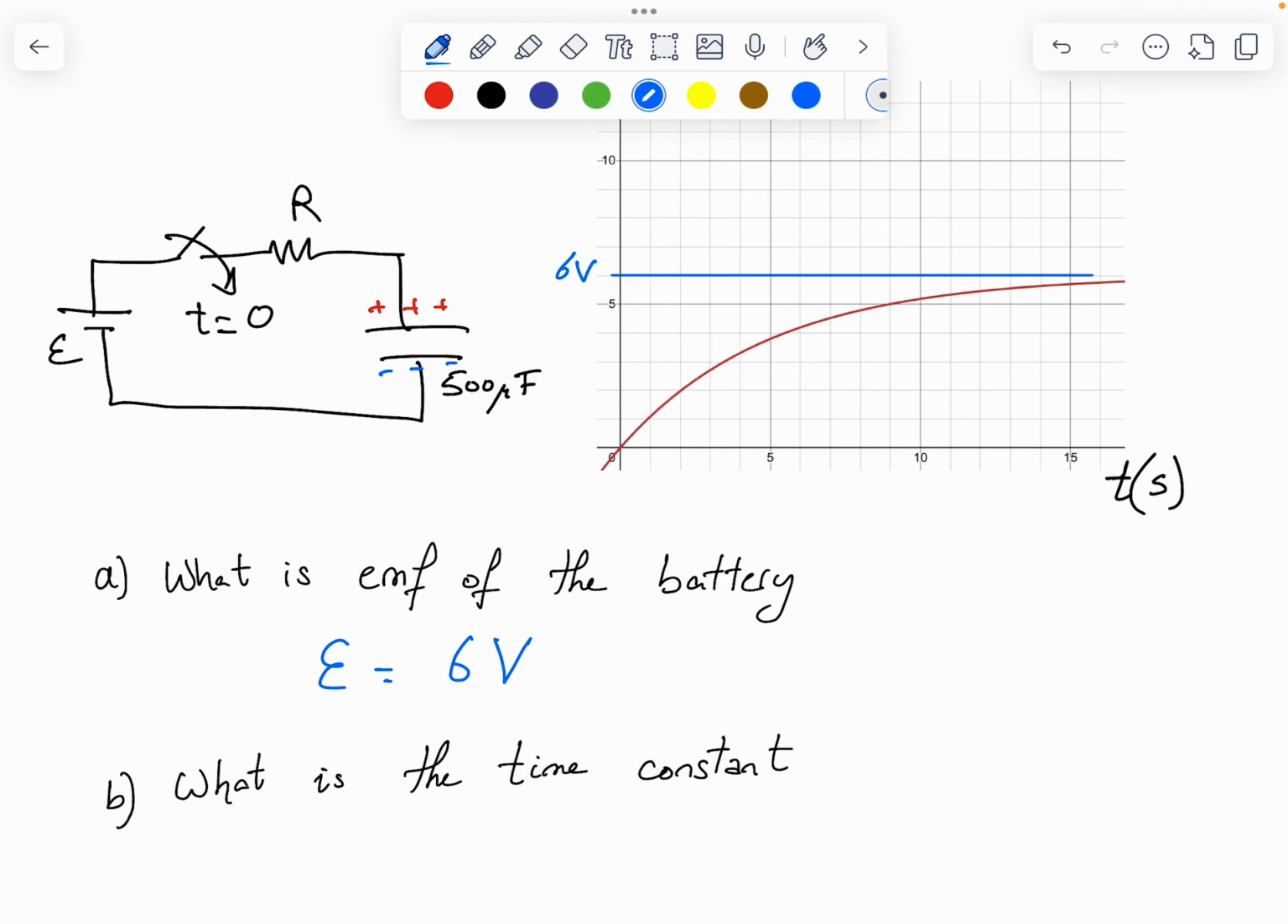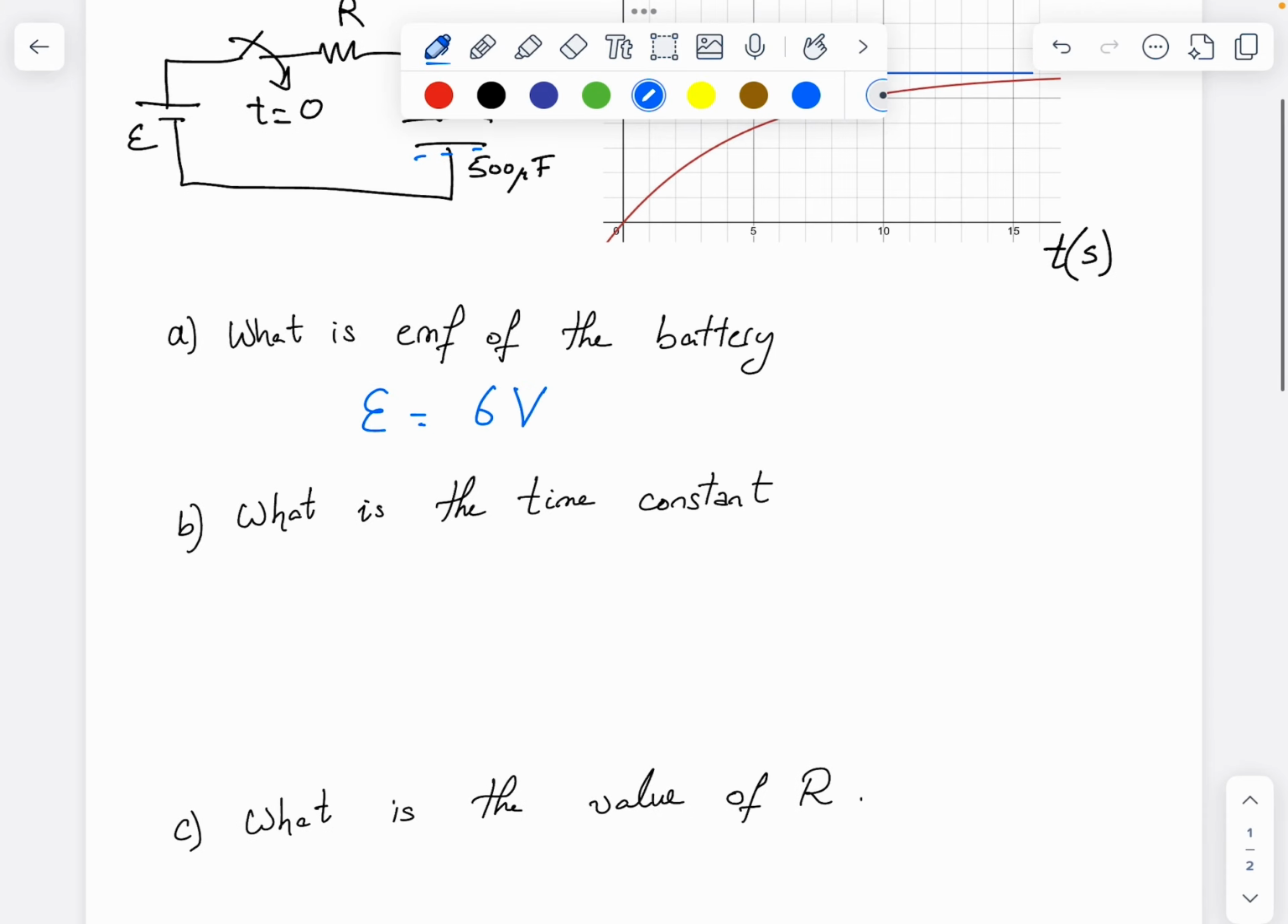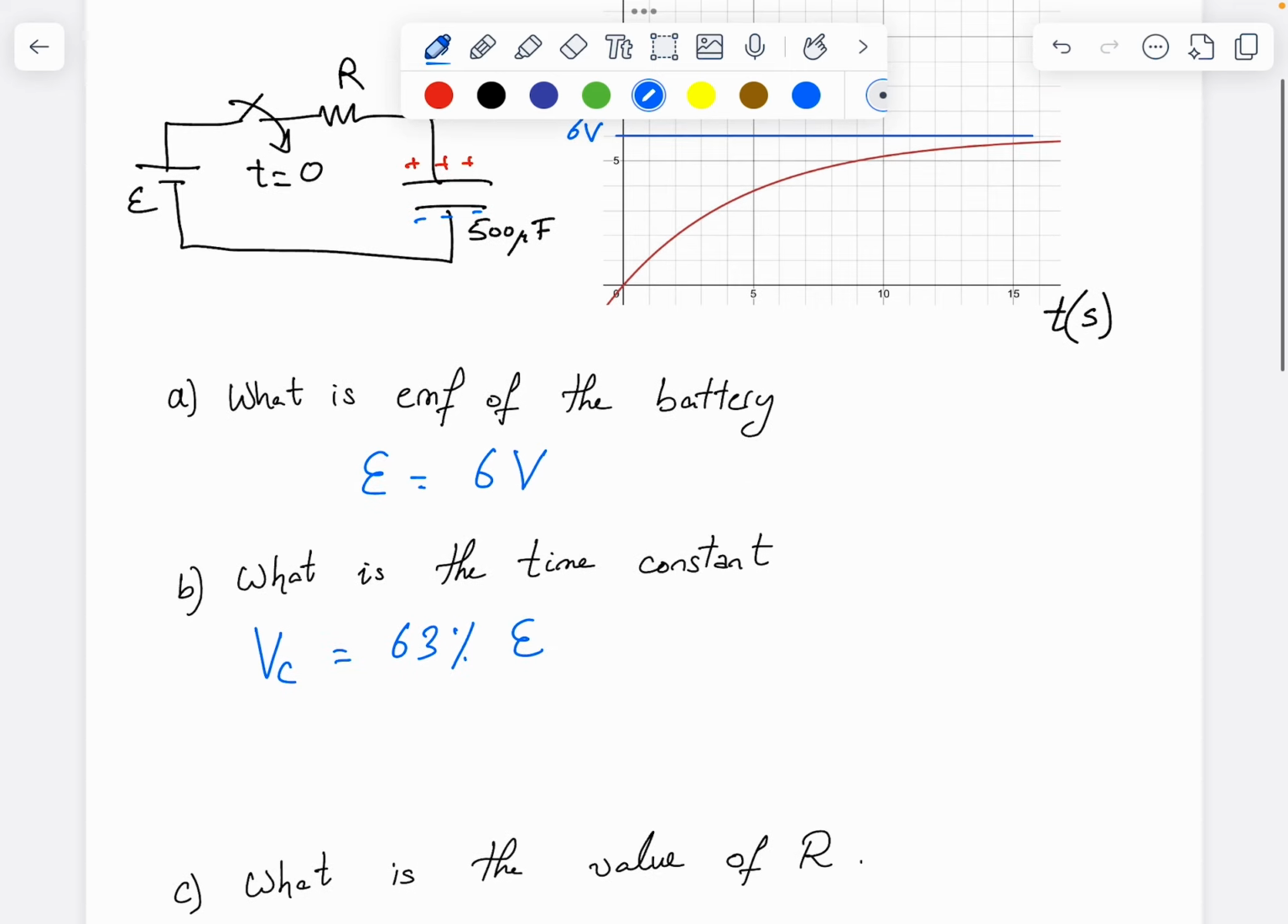Part B, what's the time constant? We know that after one time constant, the voltage of the capacitor will be 63% of the maximum voltage, which is the voltage of the battery. That's the maximum voltage it can reach, which is 0.63 multiplied by 6 volts, the EMF, and we'll get around 3.78 or 3.8 volts. That's the voltage of the capacitor at one time constant.